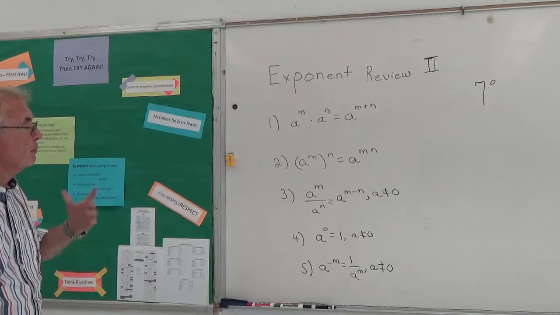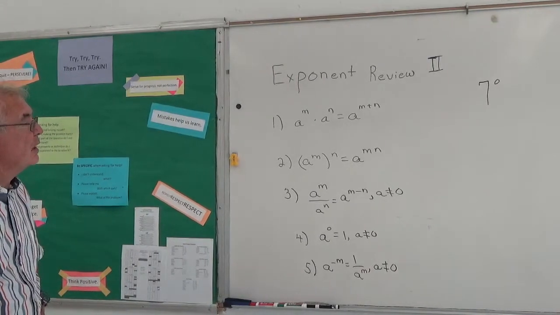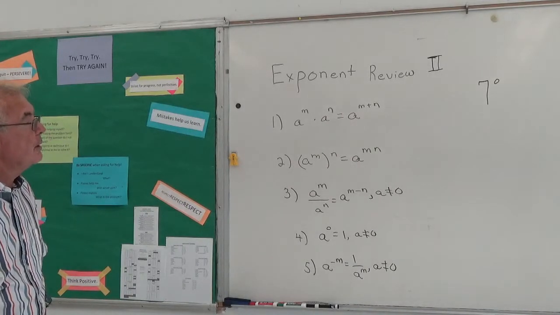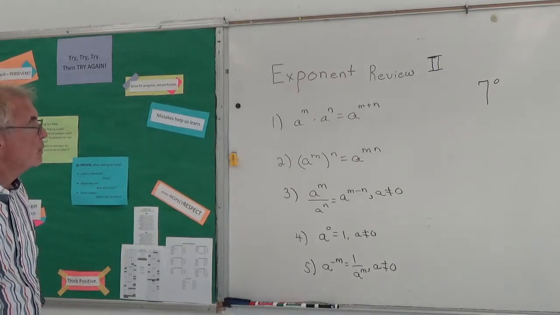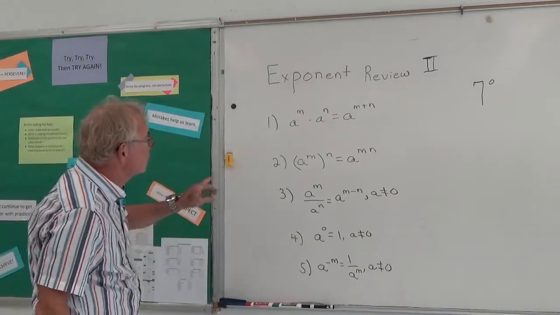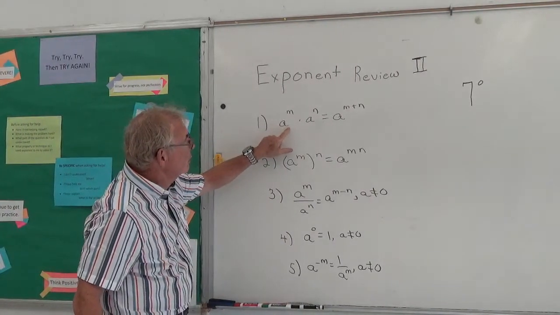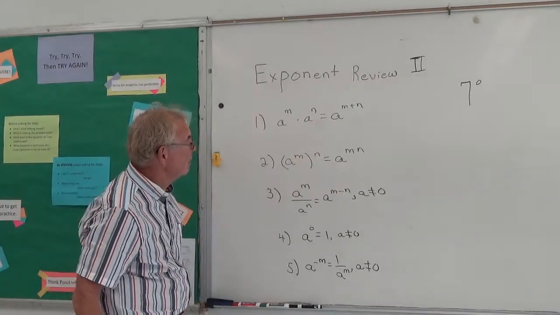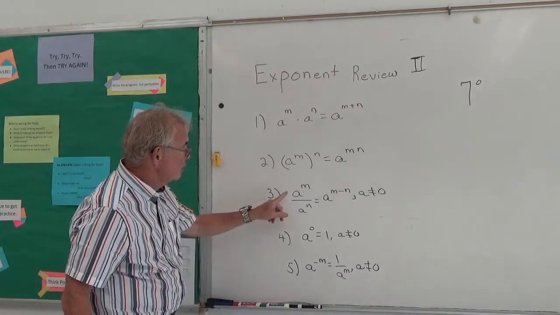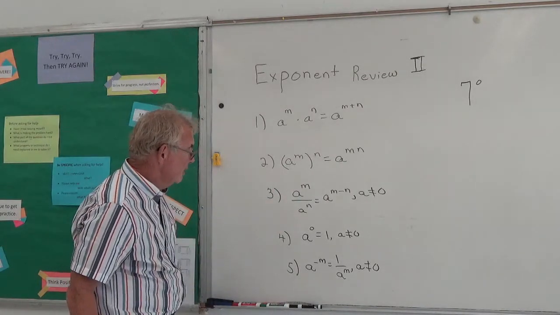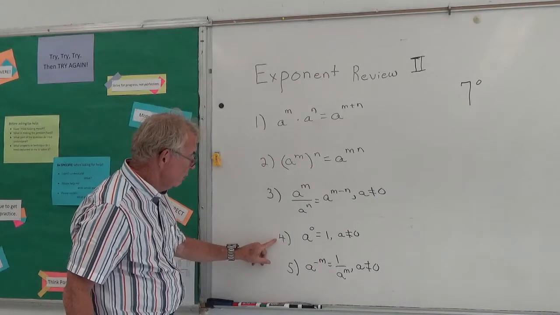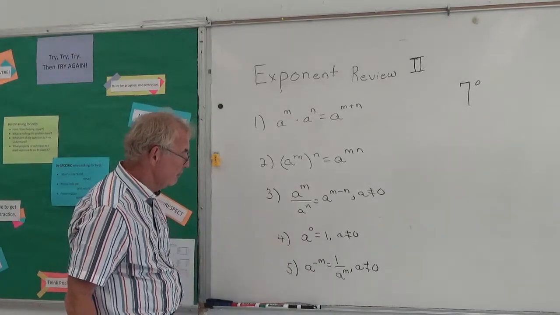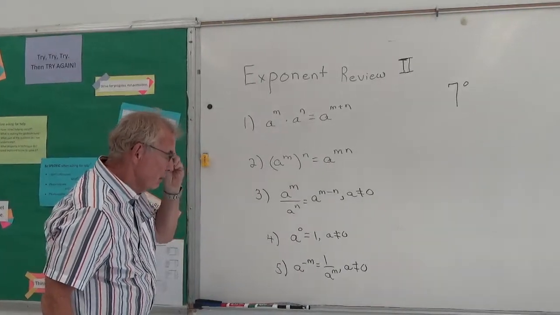Now, what came earlier was the exponent derivation, where we derived all 5 rules. Then we did exponent review number 1, which was basically the first 3 rules, where you multiply and you add the exponents, where you raise the powers and you multiply the exponents, and when you divide, you subtract the exponents. Today, we're going to deal with the 4th rule and the 5th rule, and then we're going to do a cumulative review. So we have 9 problems for you.